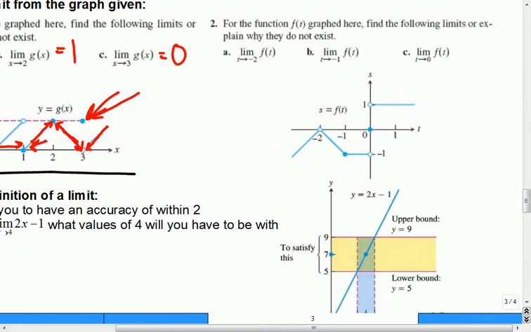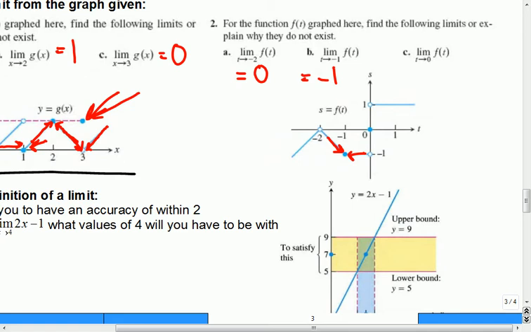Okay, let's try and recap here. At -2, what's the value of the second function? Or sorry, let me be more specific. What's the value of the limit as t goes to -2? Right, so this one exists. It equals 0. The value as t goes to -1, yeah, it'd be -1 right here. So that's fine. And as it goes to 0, what do you think?